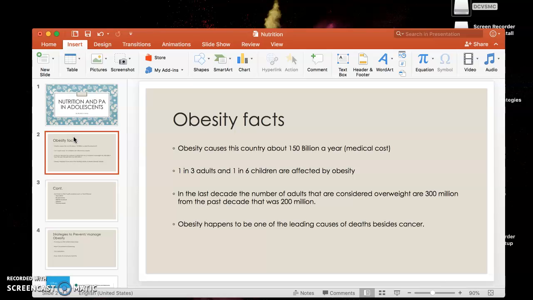In the last decade, the number of adults considered overweight is 300 million, compared to the previous decade, where it used to be 200 million. So about 100 million new people were considered overweight in the past decade. And a surprising fact was that obesity happens to be one of the leading causes of death besides cancer.